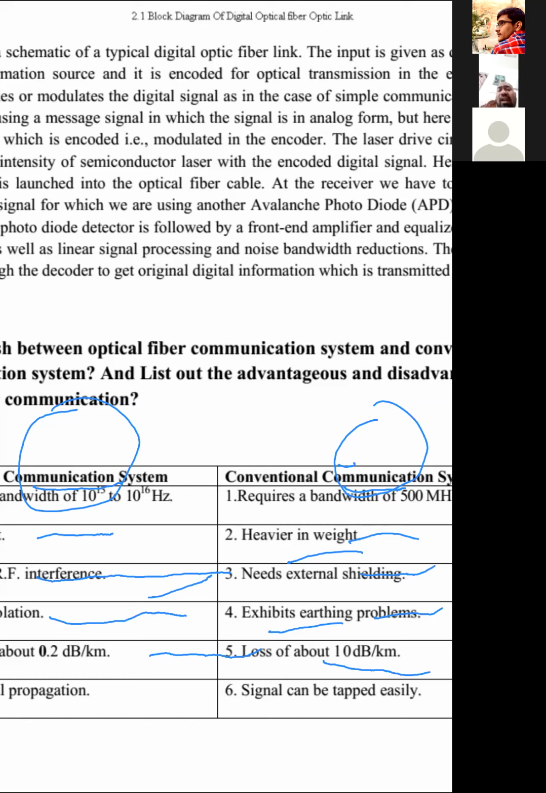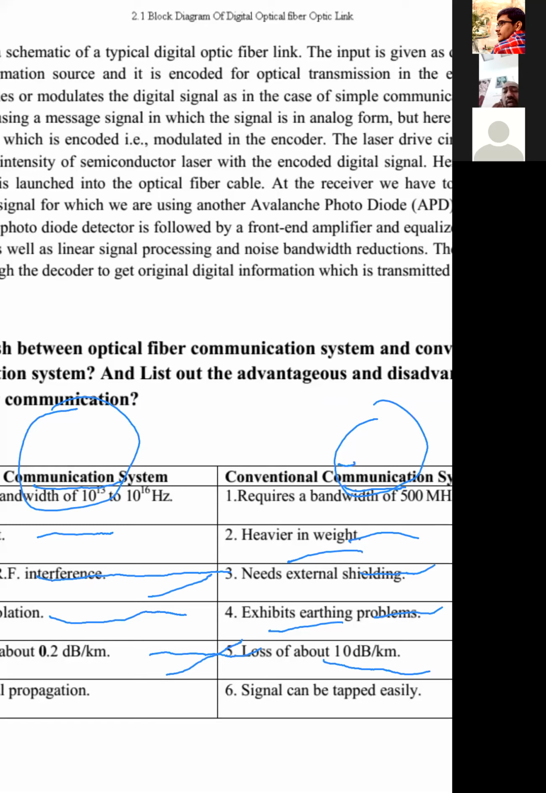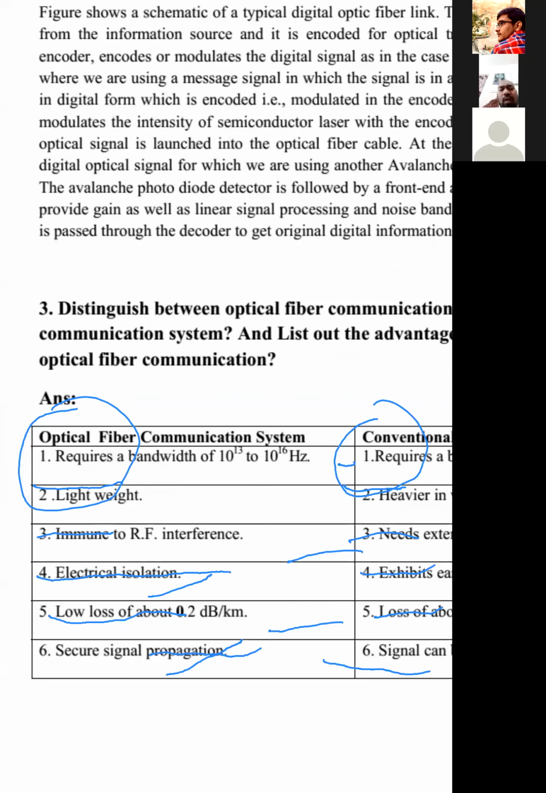Now, secured signal propagation. In this communication system, there is security provided. Whereas in conventional communication systems, the signal can be tapped easily. I hope this is very easy to understand. Hence I am not repeating the topic now.